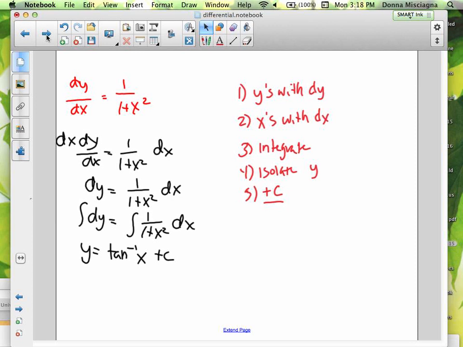So if I had just dx, that would be x. How come you have 1 over 1 plus x squared dy? Why isn't there an extra x? Because this is technically 1 dy. So if I integrate 1, right, I would get y. So 1 dy is y, just like 1 dx is x.